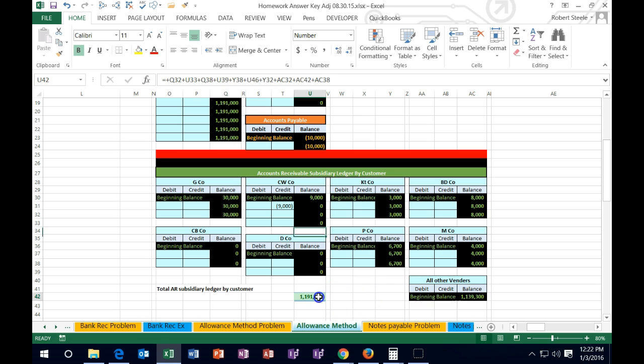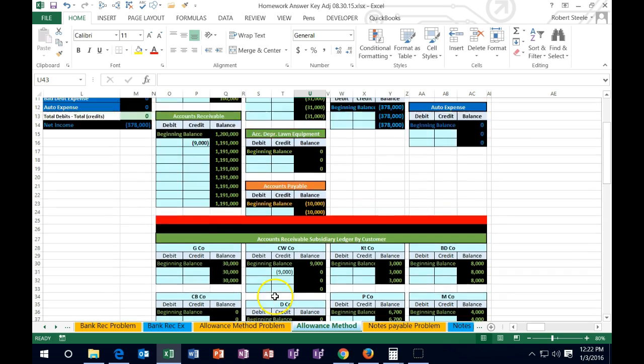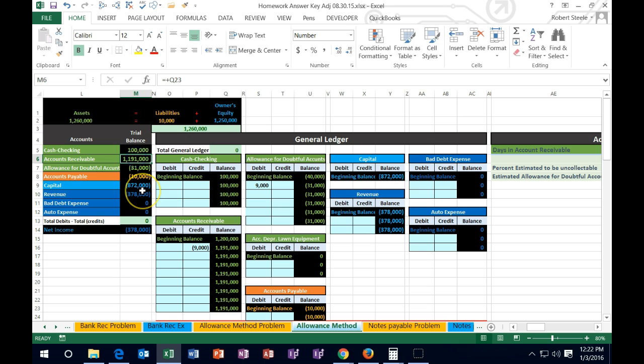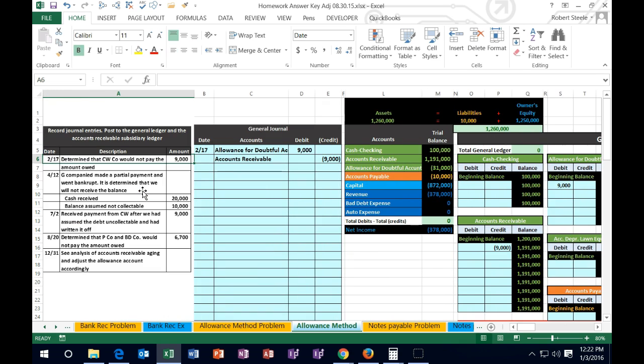And if we add up all the companies that owe us, it ties out to $1,191,000, which is the same amount on the receivable, which is the same amount up here in the trial balance. All right, let's see what happens next.